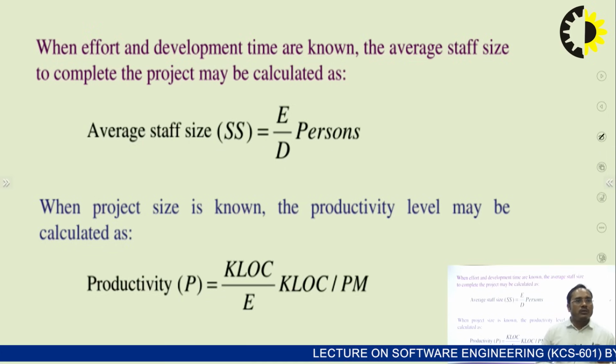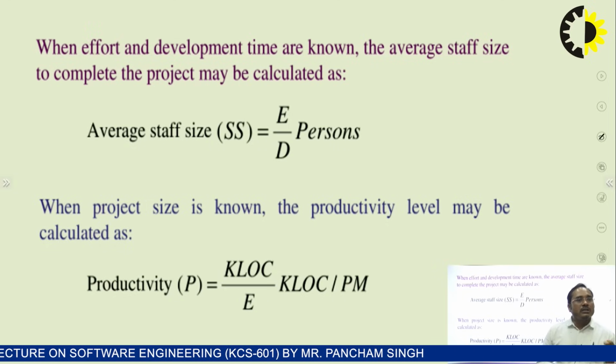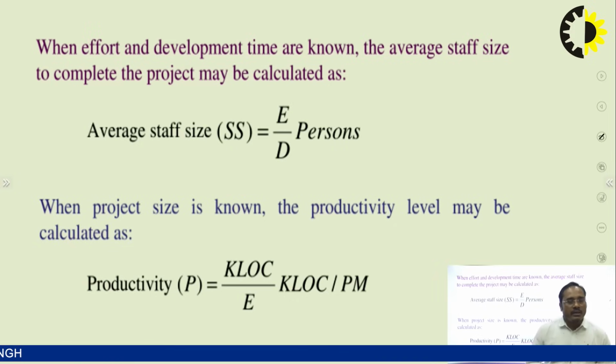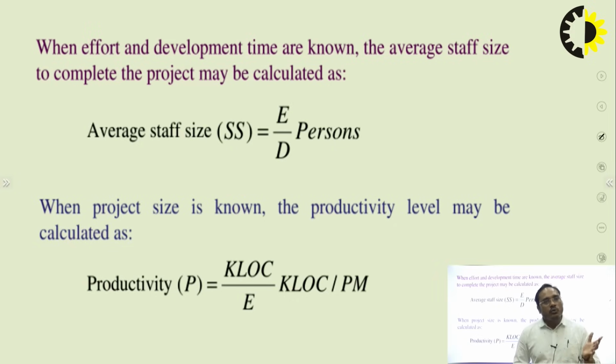Now if you are going to calculate the project size, so when the project size is known, then you can calculate the productivity level. Productivity level is calculated by the project size divided by the number of person-months, that is E. So productivity is thousands of lines of code divided by E person-months. These are the two different formulas, and they are also used in the COCOMO model for calculating the cost and effort of the software.